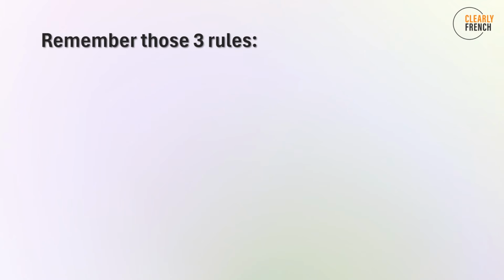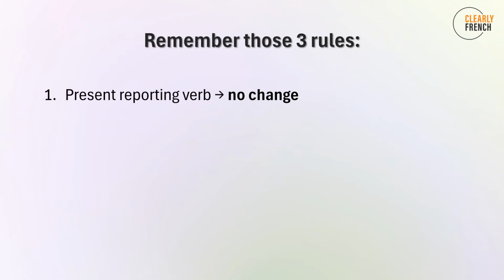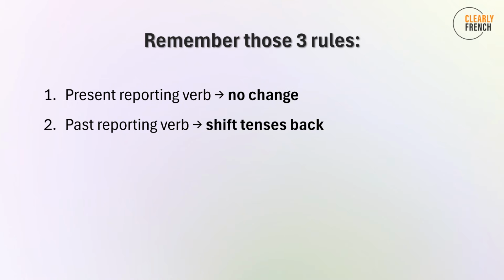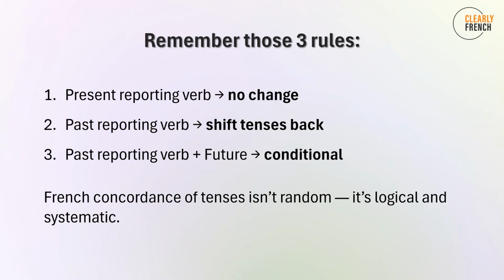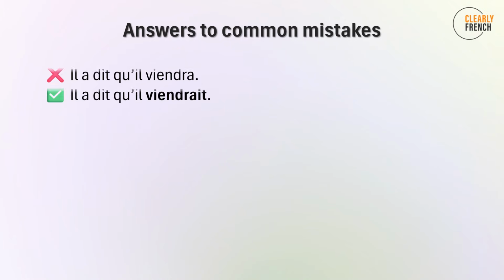In summary, remember the 3 rules. 1. Present reporting verb, no change. 2. Past reporting verb, go back a tense. 3. Past reporting verb with future becomes conditional. You notice that French concordance of tenses is not random, it's completely logical and systematic. Now we'll answer the common mistakes.